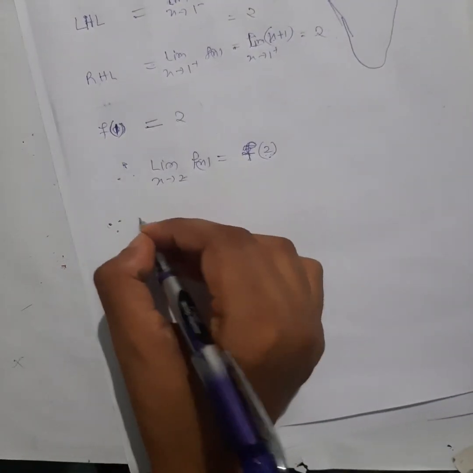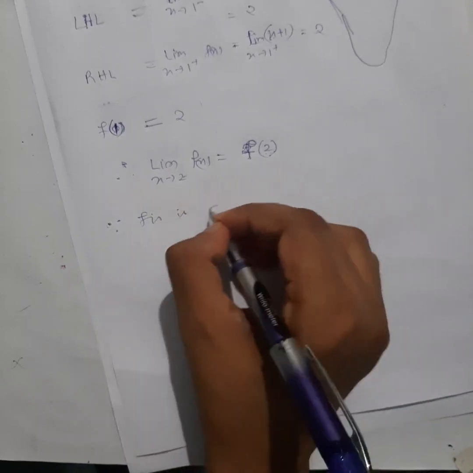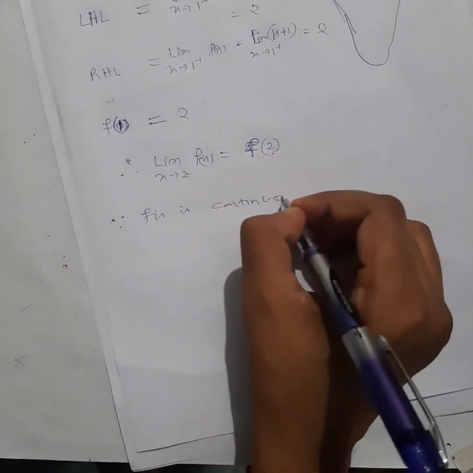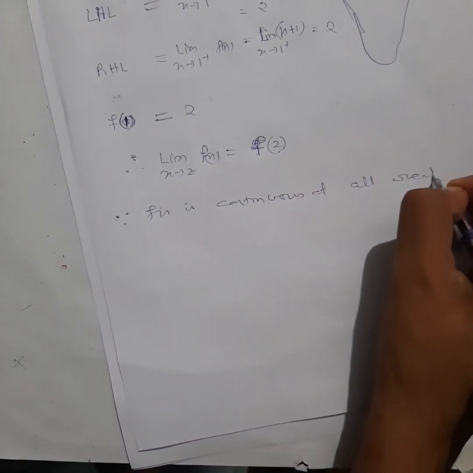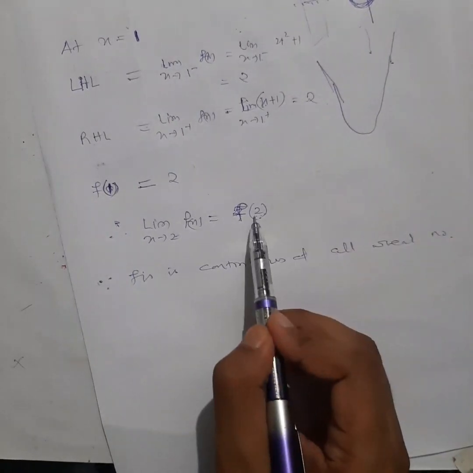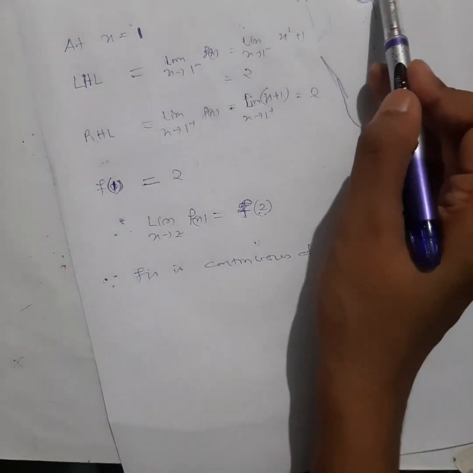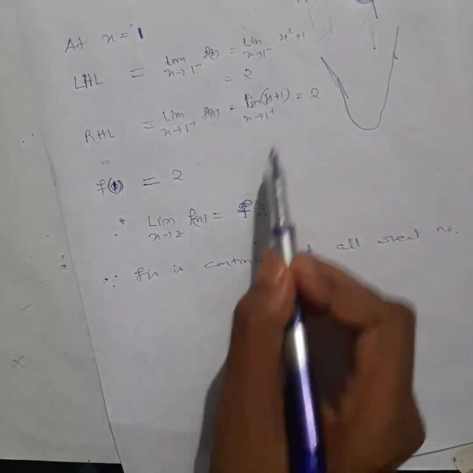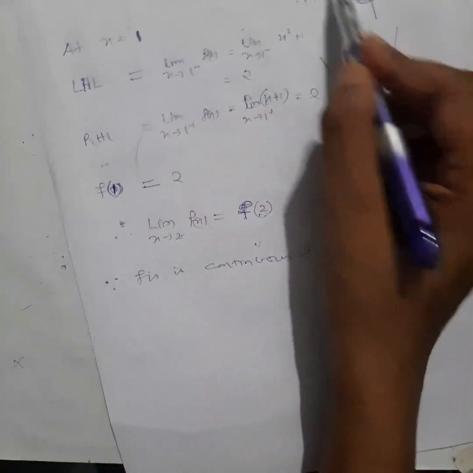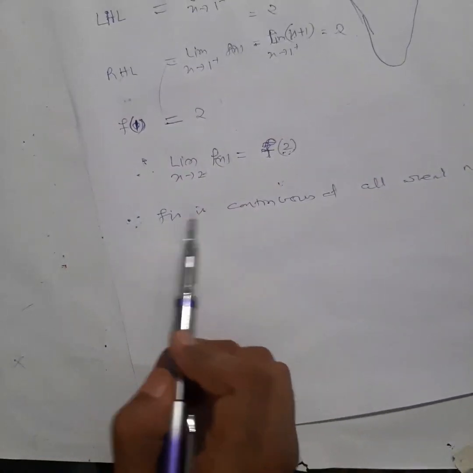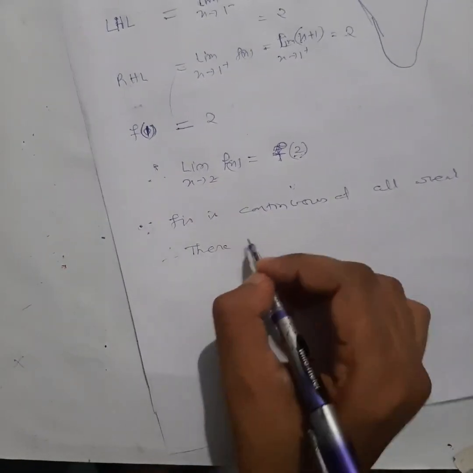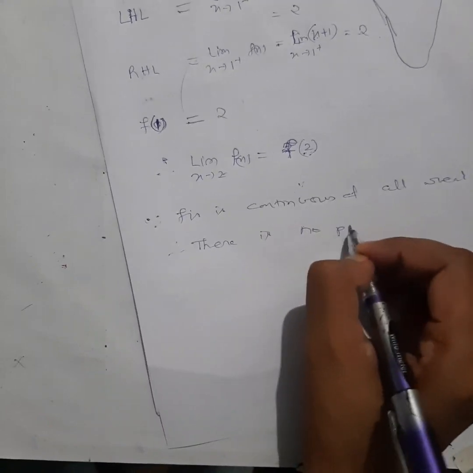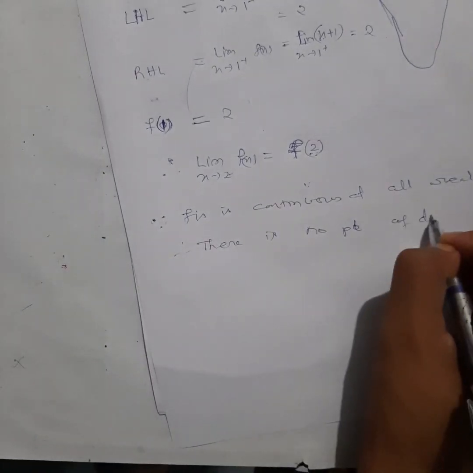Since f is continuous at all points, at all real numbers, you can write real numbers, right? We have already got that at all real numbers it will be continuous. At 1 we had doubt, we checked there, and we have seen that at 1 also it is continuous, the graph will not break. And rest we already know it will not break, right? Since f is continuous at all real numbers, therefore there is no point of discontinuity.